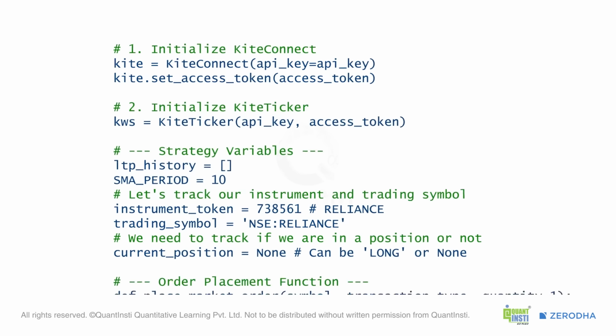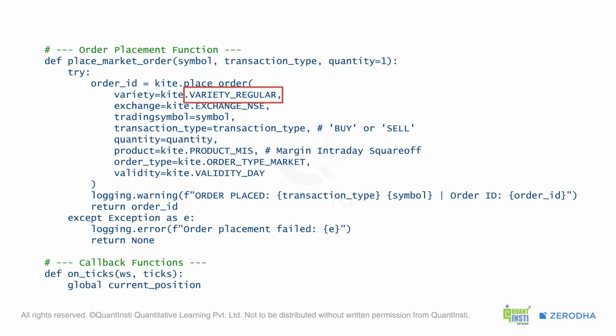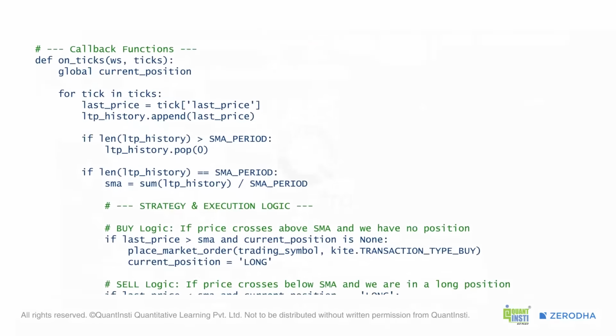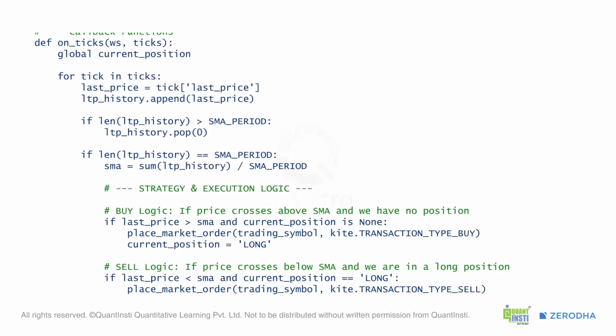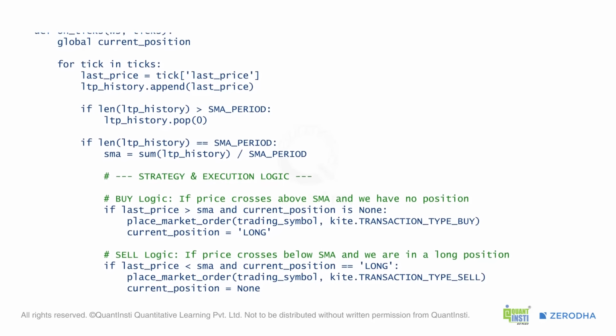It takes the symbol and transaction type and uses kite.placeOrder to send the request. I've set it to place a regular MIS Market order for intraday trading. It's wrapped in a try and except block, which is crucial for handling any errors if the order fails. The biggest change is in onticks. We've replaced our old position status with current position.